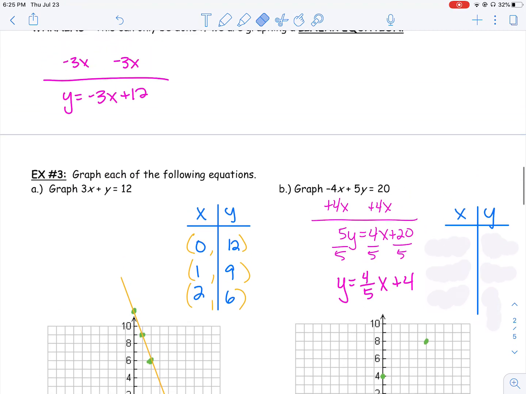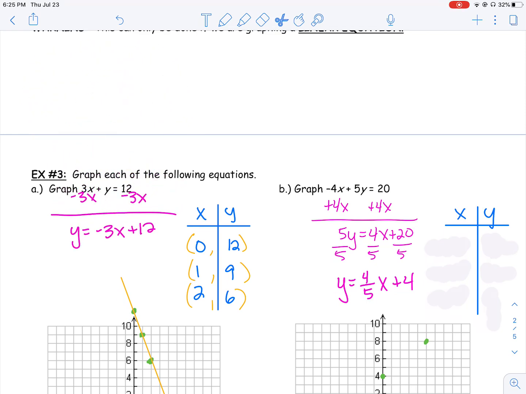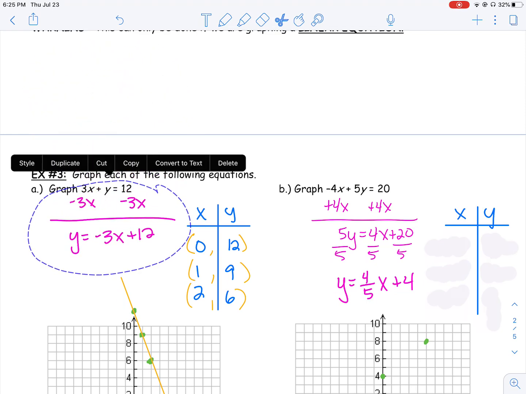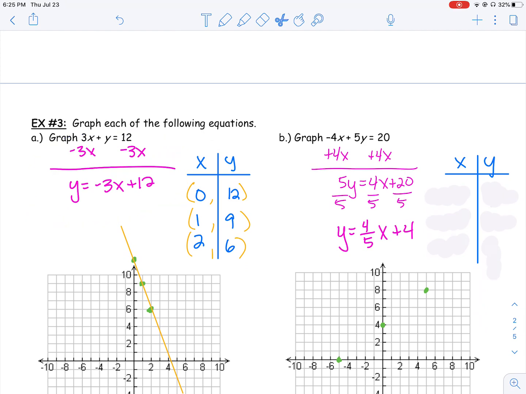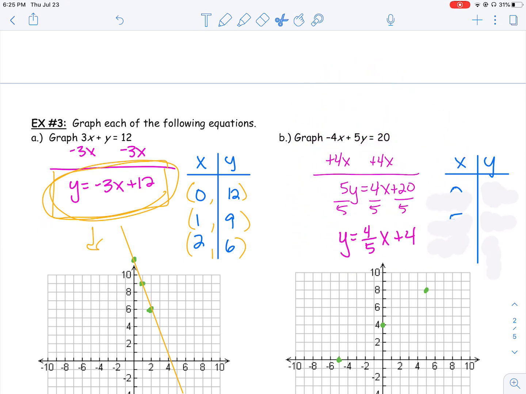Maybe you notice that I can actually put this equation into y equals mx plus b, another form that we're going to talk about later. If you notice, when I subtract 3x from both sides, I end up getting the equation y equals negative 3x plus 12. I'd like you to hold on to that equation for a second, because after we're done graphing some of these, I'd like you to see if you can find any sort of pattern between this equation and the graph.